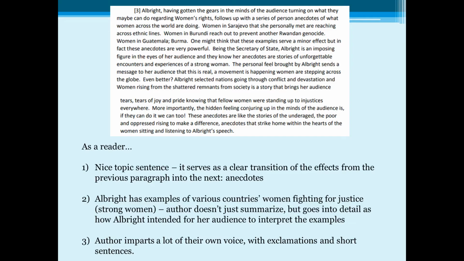And again, the voice exists in here as well. It's kind of weird. It's all one paragraph, but it's cut off because of the break off in the online version. But if you look at that second section there, there's a part where the author writes, "more importantly, the hidden feeling conjuring up in the minds of the audience is, if they can do it, we can too." And this author does such a good job understanding how an audience would receive information and this speech altogether that she basically characterizes and role plays a little bit of how they would think, things they would say, and so forth, and a lot of exclamation in there as well to add again their own voice of optimism and encouragement. Really good choice of language, good writing altogether.